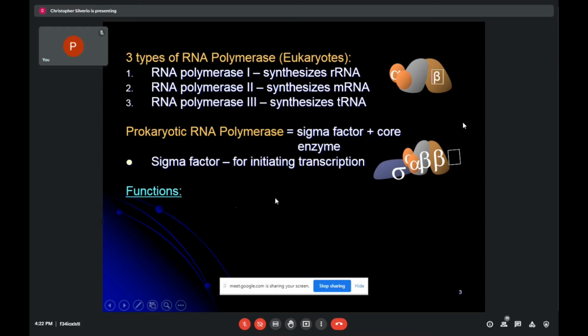Okay, we will not discuss the sigma factor because this is for the prokaryotes. This is for the bacteria.